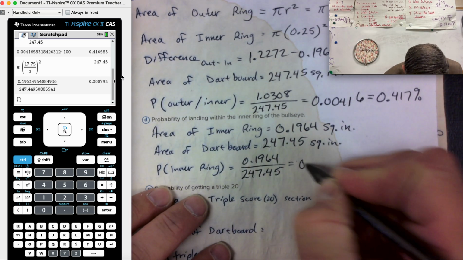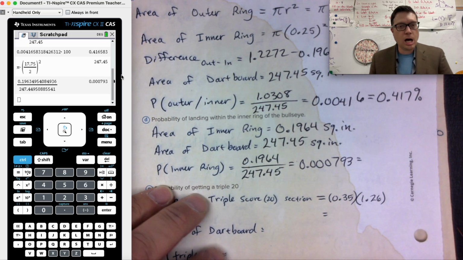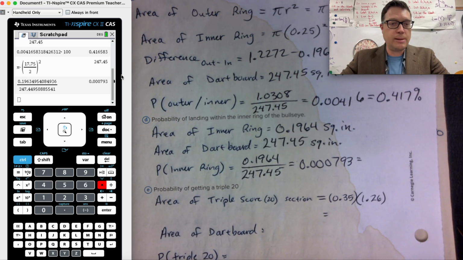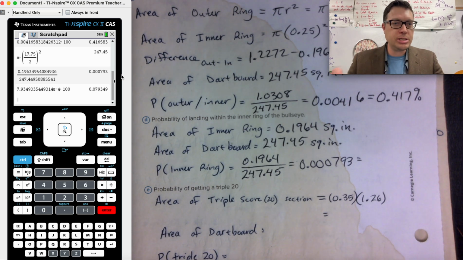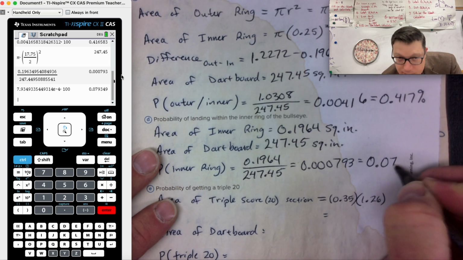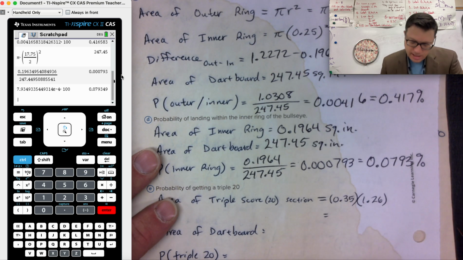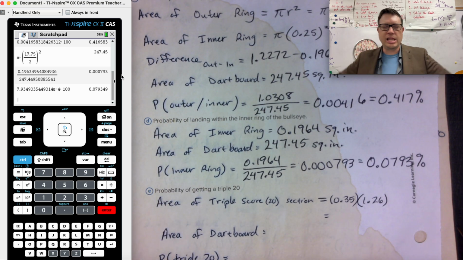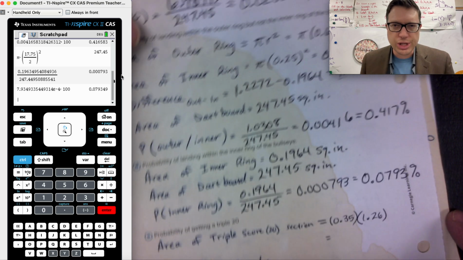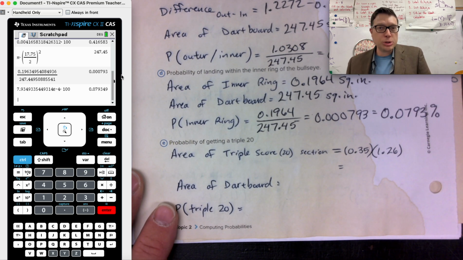0.000793. It doesn't help that that's not a percentage, so times by 100 to make this become a percentage calculation, 0.0793%. It's extremely unlikely that just chucking darts at a dartboard, you're going to land in the bullseye unless you have skill. Okay. What about the probability of getting a triple 20?